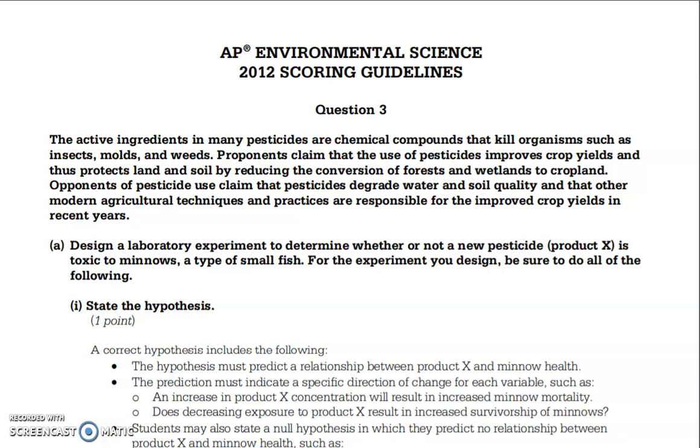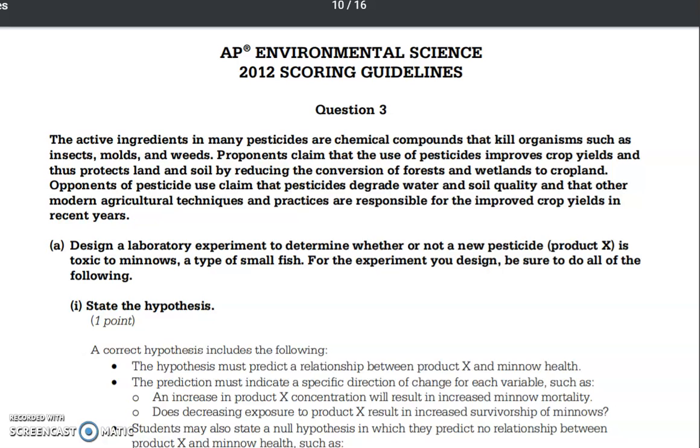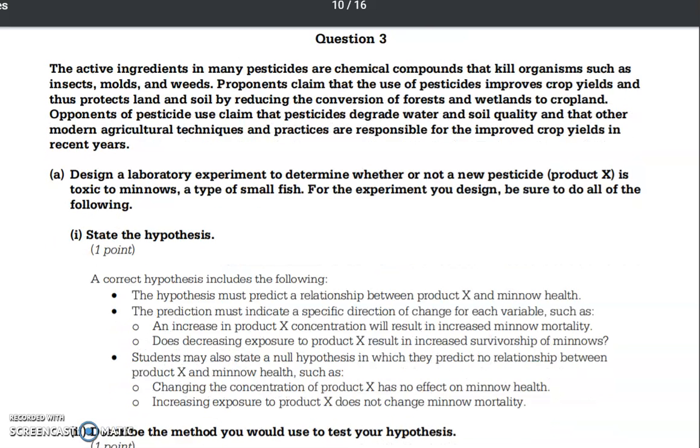The first thing you need to do, and this is sort of how I imagine yours will be laid out, is state your hypothesis. So the things that it wants you to focus on and make sure that you include: it doesn't give you a specific example, but your hypothesis must predict a relationship between product X and minnow health. So somehow you have to connect those two things. The prediction must indicate a specific direction of change for each variable. So let's keep this in mind.